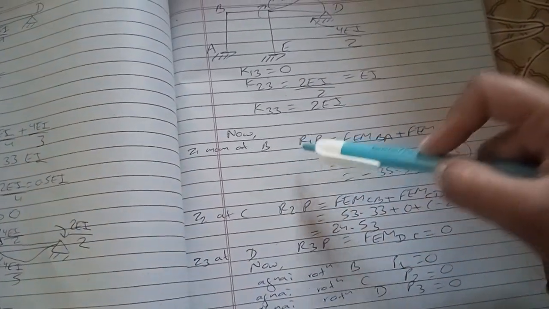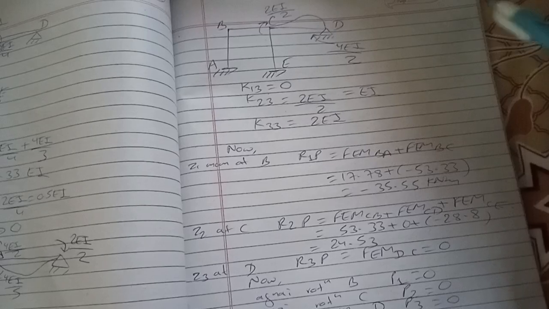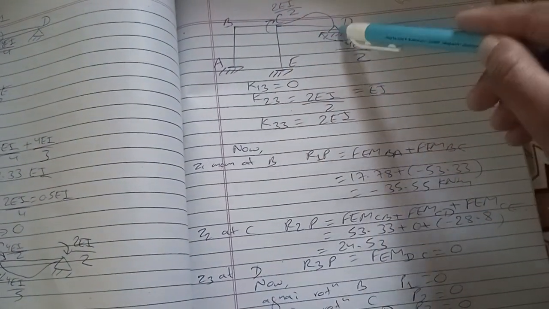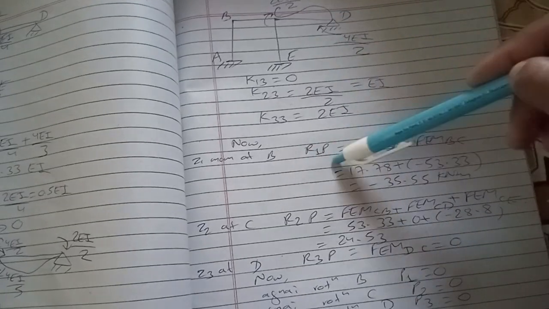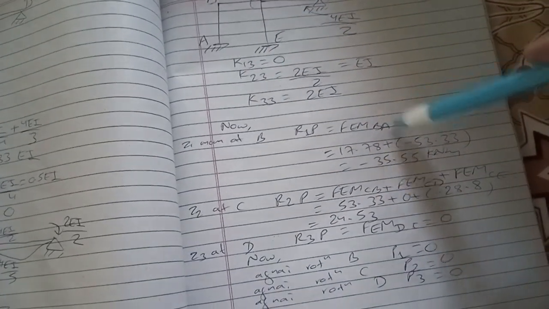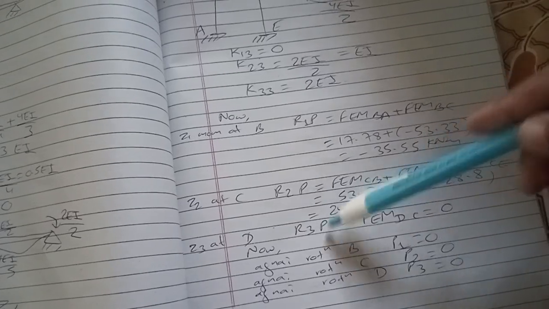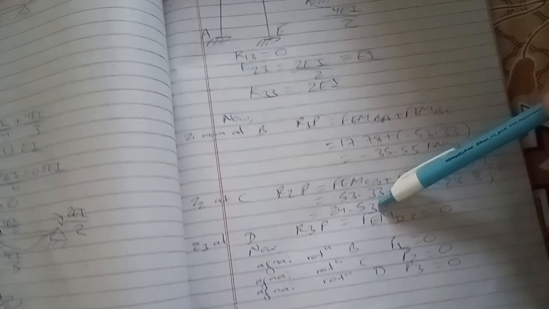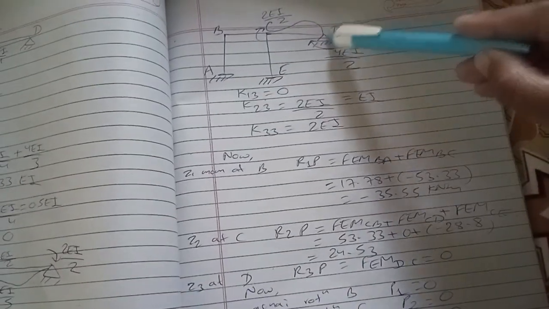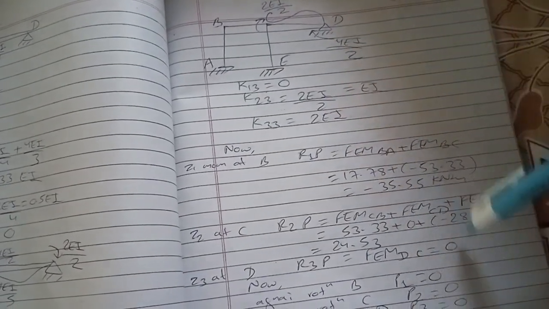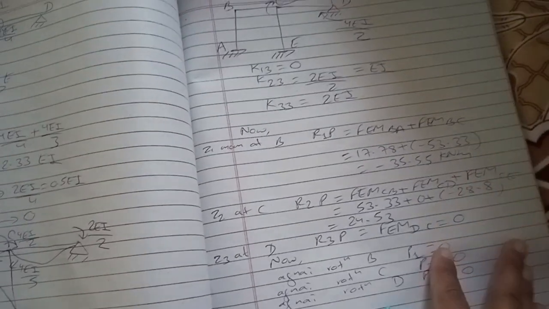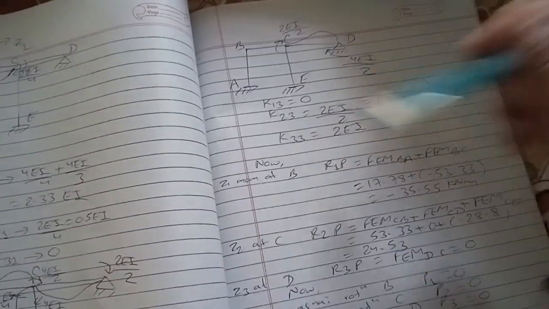Now R1P means the fixed end moment at this point, R2P means this point, R3P means this point. At joint B we'll write the fixed end moment. At joint C, the summation of moments at C, we get 24.53. At D the fixed end moment is 0, and the P1, P2, P3 values will be 0 since no other moment or deflection is given. We have taken only the moments, so there's no need for any deflection.